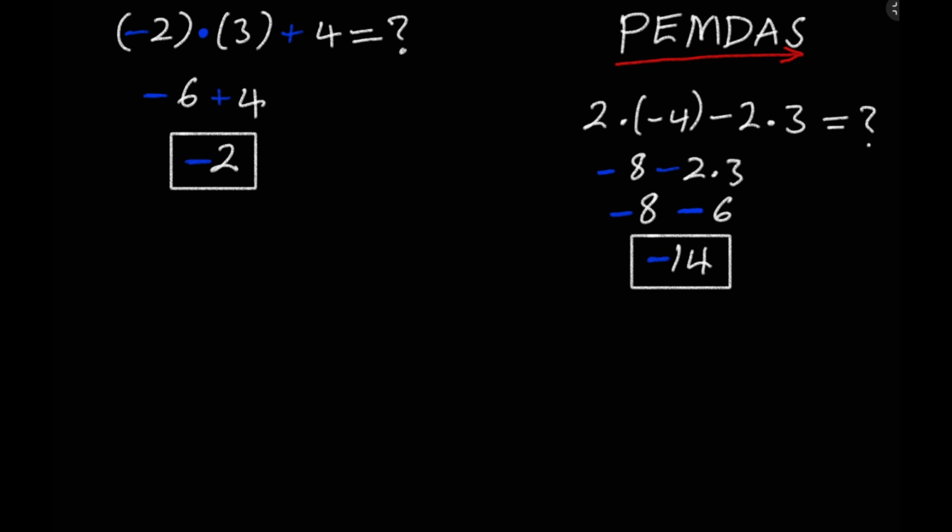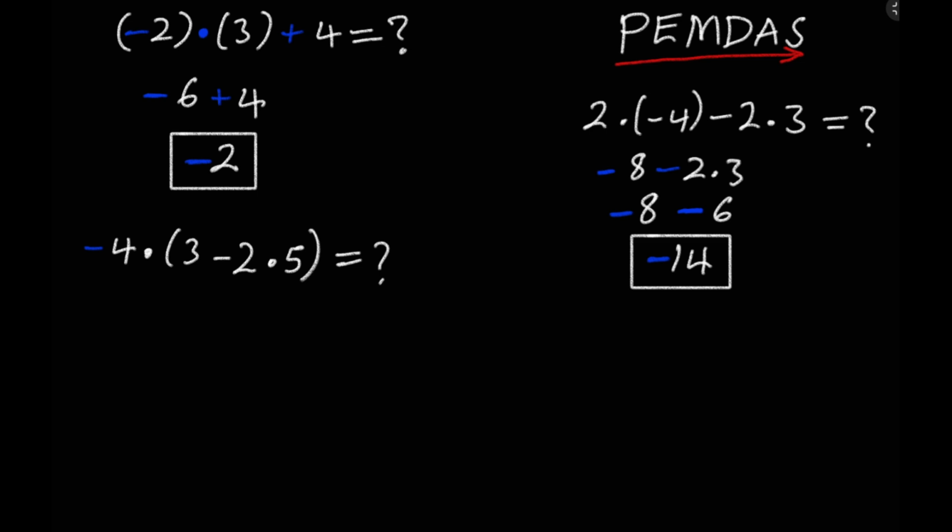Let's try one more question. Let's say we have a negative 4 multiply by 3 minus 2 multiplied by 5 is equal to. Now here is what I want you to do. Please pause this video, try to solve this question by yourself, then you can continue watching to see the solution.